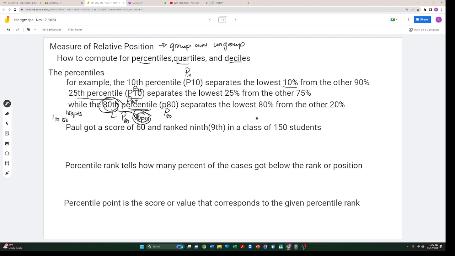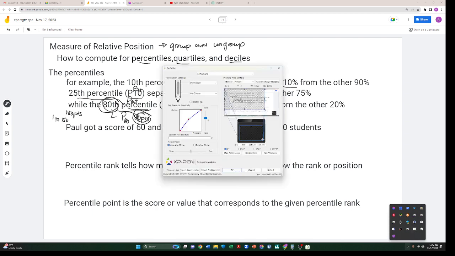So, 80% of the students are 150 students times 80%, whatever that comes to. Therefore, those are the students who got scores below yours. Okay? Then, the students greater than 80%, which is 20%, are the students with higher scores compared to yours. Okay? So, excuse me, let me adjust my camera.